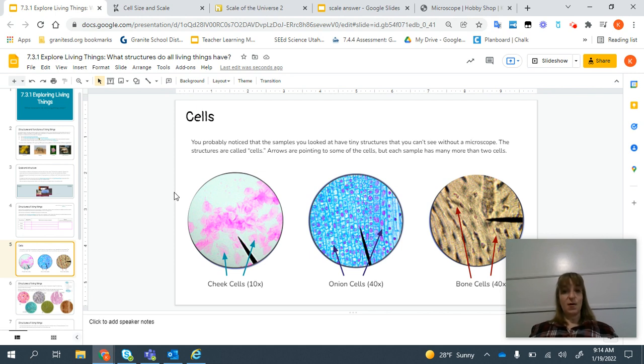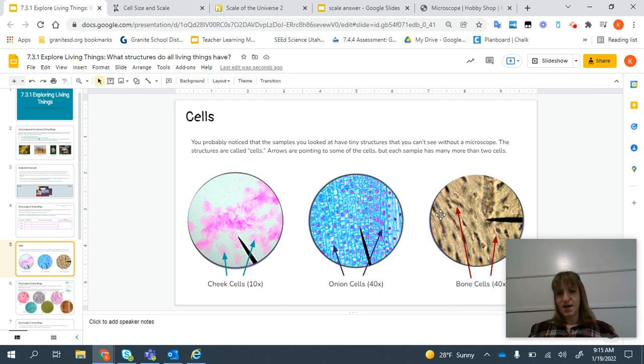These structures are called cells. Now, I've given you some pictures of all three of those different things that we looked at, the cheek cells, the onion cells, and the bone cells. And you can see that there are arrows pointing to individual cells from each sample. So all of these pink blobs here are cheek cells, and then you can see the arrows are pointing to individual cheek cells. The onion cells are also side by side connected to each other, but these arrows are pointing to individual cells. And the bone cells are a little bit harder to see.